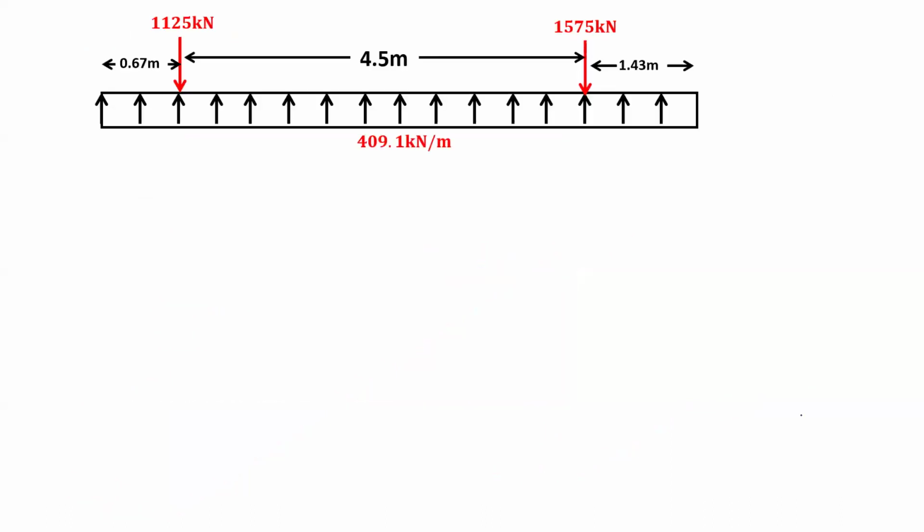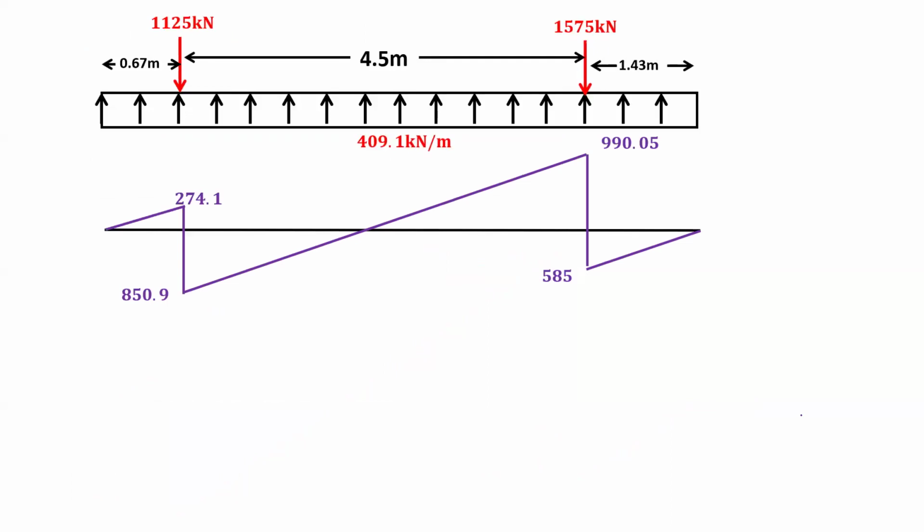Then we will go to the BMD. We have this SFD, and then we have calculated the point of zero shear force. How have we calculated it? Let us consider this value as X, and then we have 409.1 into X minus 1125 equal to 0. If we calculate this, we have 2.749. So we have considered 2.74, because at this point we have to find the maximum bending moment.